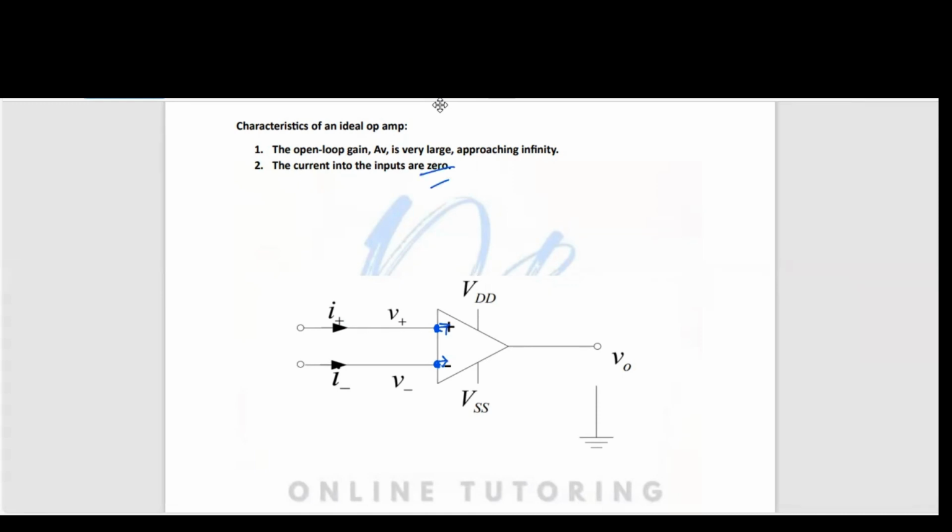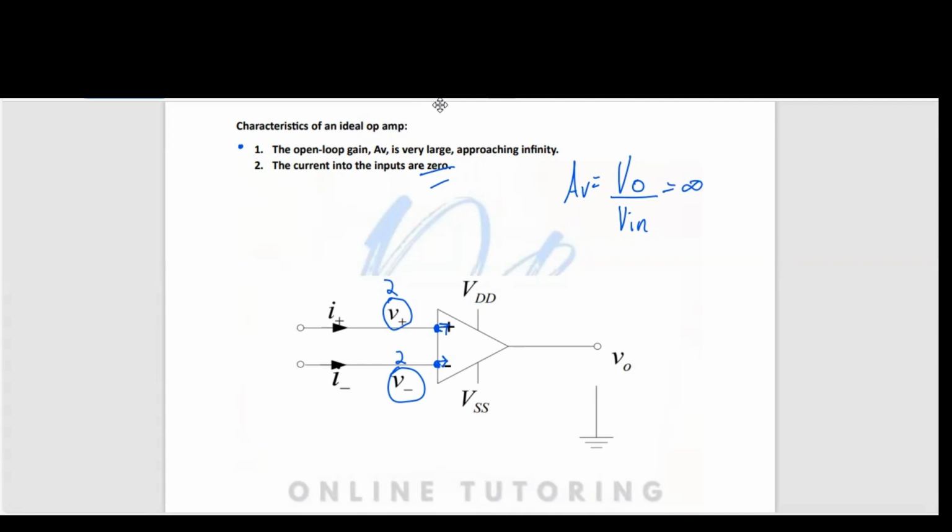Also, the op amp will always try to make V plus and V minus the same. So when you subtract them, you'll always get zero. If you want to know why the gain is infinity, it is because AV is equal to V out over Vn, and Vn is the difference between these two inputs. In an ideal situation, these two are the same. So let's say it's 2 and 2; 2 subtract 2 will be 0. So therefore, this Vn here will be 0, and this divided by 0 will be infinity.